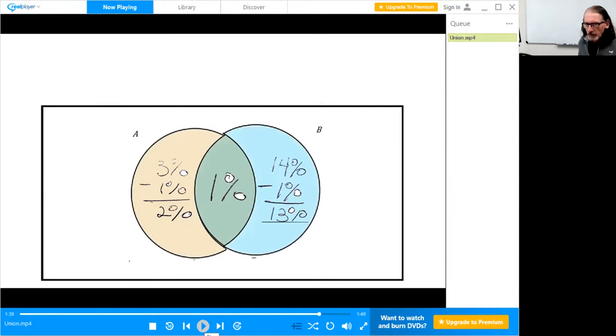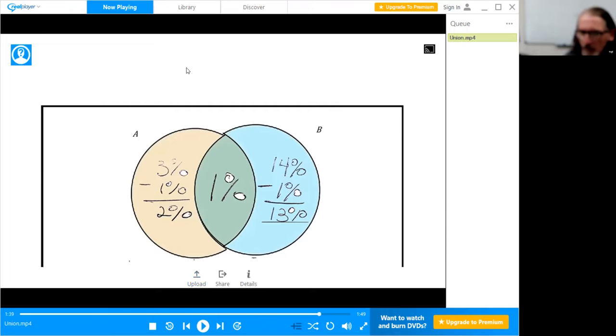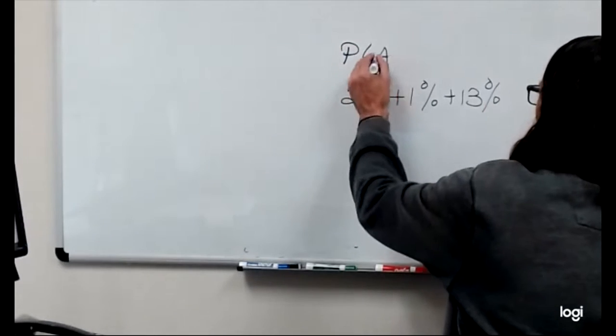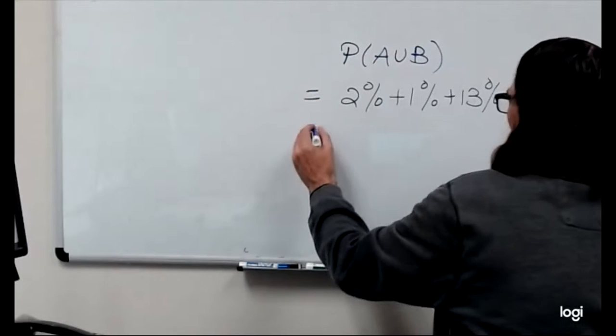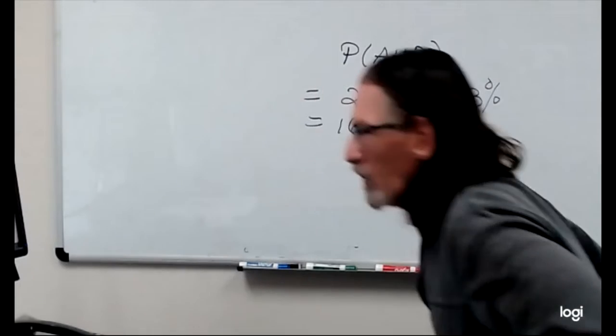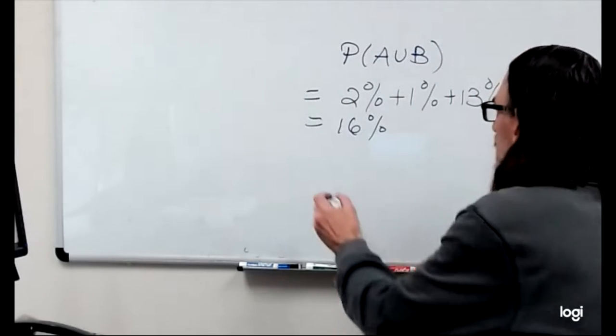So we can total those up: 2%, 1%, and 13%. And this is going to give us the probability of A or B, i.e. the probability of the union. It's going to be a total of 16%. I'm going to show something else in the Venn diagram in just a moment.